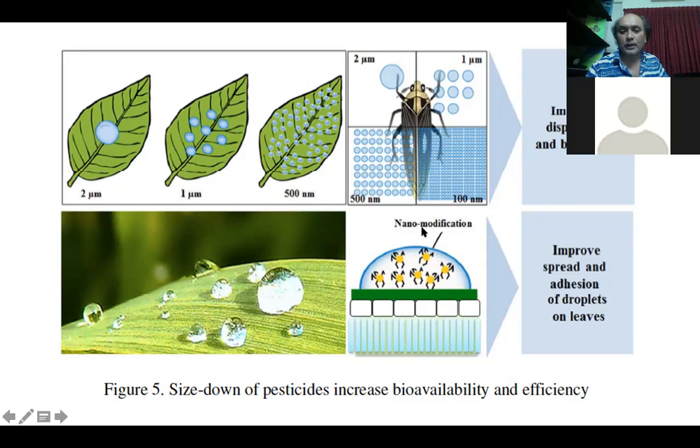What you can do is nano modification. For example, the yellow center is the nanoparticle, but you see a black leg-like structure. You can add to the formulation some polymeric substances which can hook the surface of the leaf or object or insect. Then they cannot glide and stick on the surface. As a result, bioavailability and efficiency are dramatically increased.